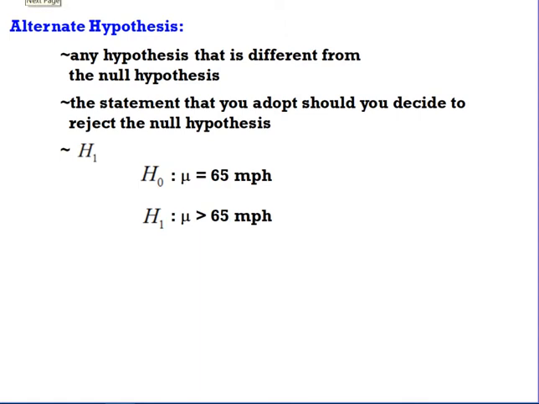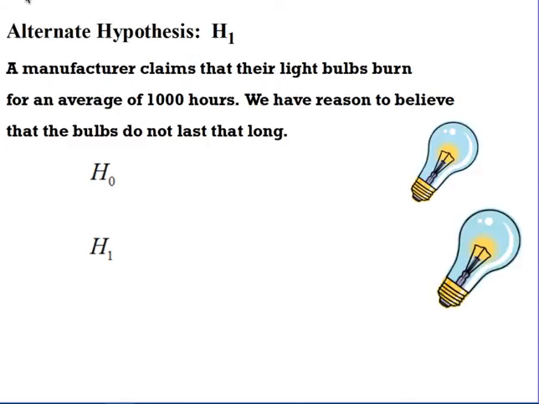The alternative hypothesis is any hypothesis that is different from the null hypothesis, the statement that you should adopt if you decide to reject the null hypothesis. That's H with a little 1. So for example, the speed limit is 65 miles per hour on U.S. highways. My null hypothesis is going to be mu equals 65. I believe people speed, so my alternative hypothesis would be that mu is bigger than 65. So the null is the accepted value, and the alternative is something I believe to be true.